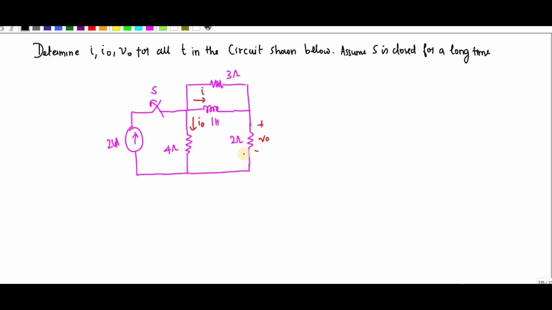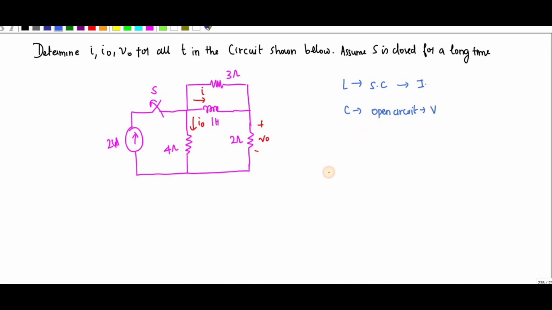In this problem we are going to determine I naught and V naught for all time in the circuit shown below. Assume the switch S is closed for a long time. If S is closed for a long time, we have to consider the inductance as a short circuit and find the current. If I have a capacitance, you have to open circuit it and find the voltage across the capacitance.